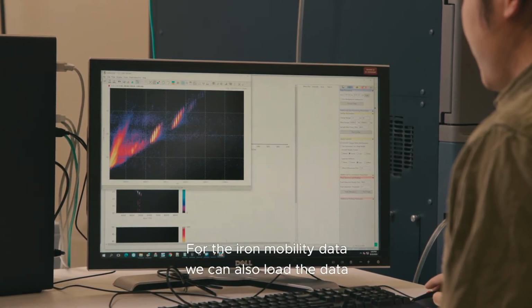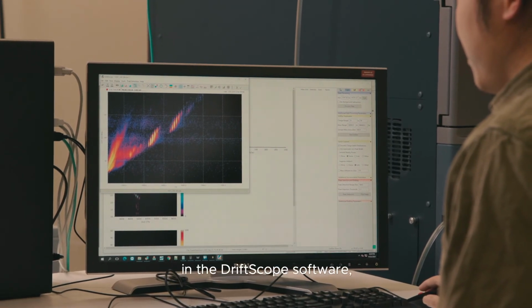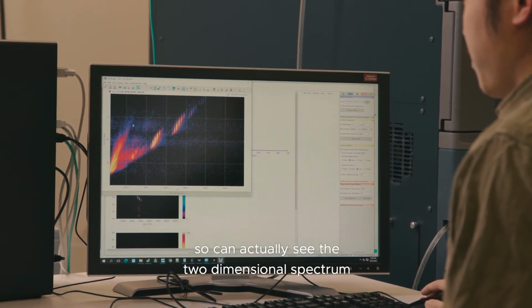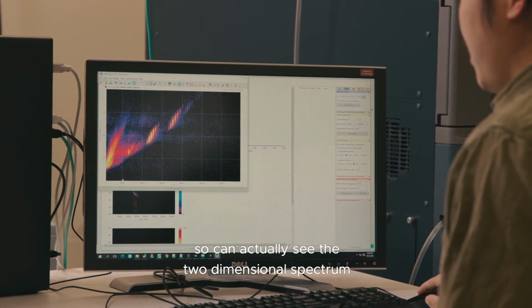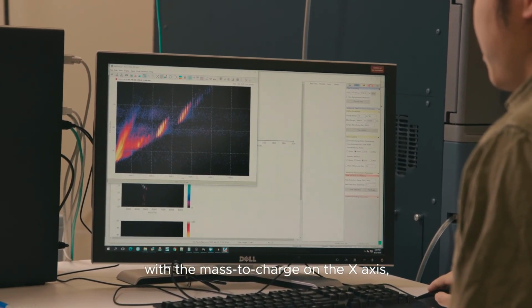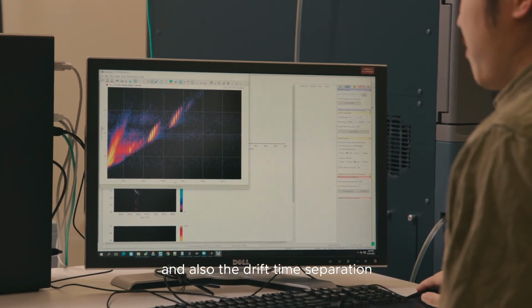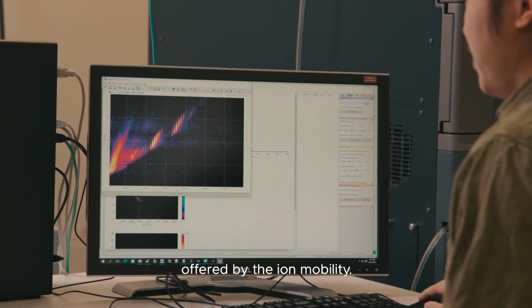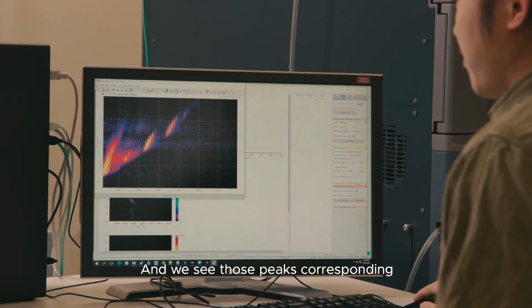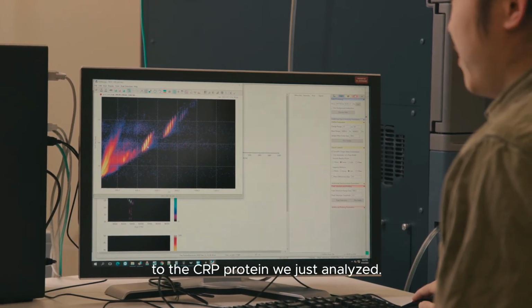For the ion mobility data, we can also load the data in the Stripscope software, so we can see the two-dimensional spectrum with the mass-to-charge on the x-axis offered by the mass spectrometry measurement, and also the drift time separation offered by the ion mobility. And we see those peaks corresponding to the CRP protein we just analyzed.